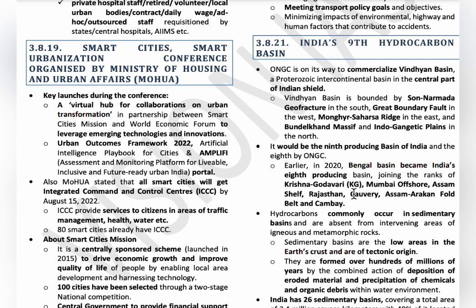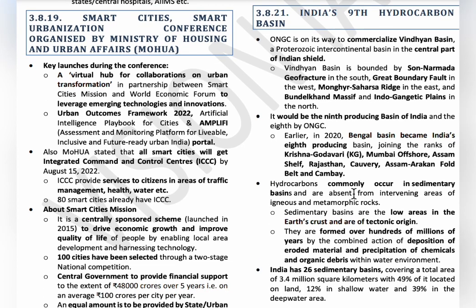They are Vindhyan Basin, Krishna Godavari Basin, Mumbai offshore, Assam shelf, Rajasthan, Kaveri, Assam, Arakan Fold Belt and Cambay. The Vindhyan Basin is bounded by Son and Narmada geofracture in the south and Great Boundary Fault in the west, Monghyr Saharsa Ridge in the east, and Bundelkhand Massif and Indo-Gangetic Plain in the north.